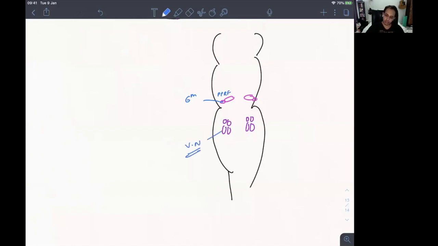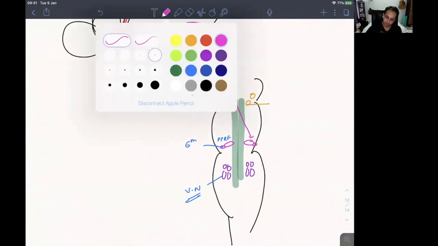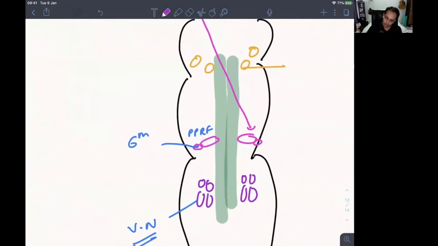Now, there is a medial longitudinal fasciculus on both sides. And you have your cranial nerve 3 and cranial nerve 4 nuclei here. When we discussed eye movement, we discussed how the signal will come to the PPRF. From the PPRF, the signal will cross over to the opposite medial longitudinal fasciculus and then go up and talk to the cranial nerve 3. That is how your eyes are moving.